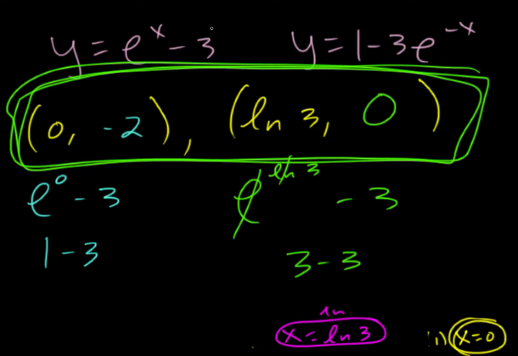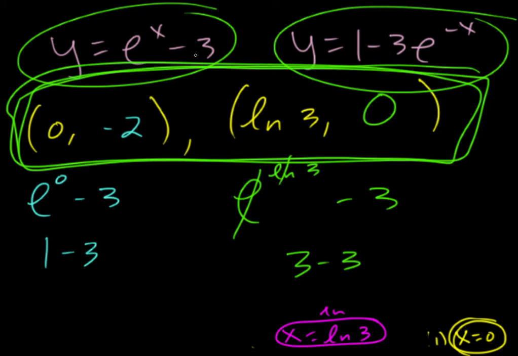Once again, you could plug both of these into Desmos, see where they crossed. You'll see they cross twice, once at (0, negative 2), and once at (natural log 3, 0). If you need to know a decimal for natural log of 3, plug it into a calculator and then make sure on the graph that that's the same spot. Okay, we have, I think, one more question.